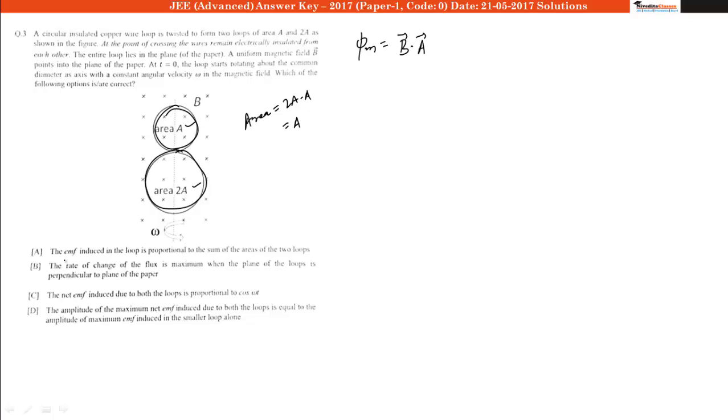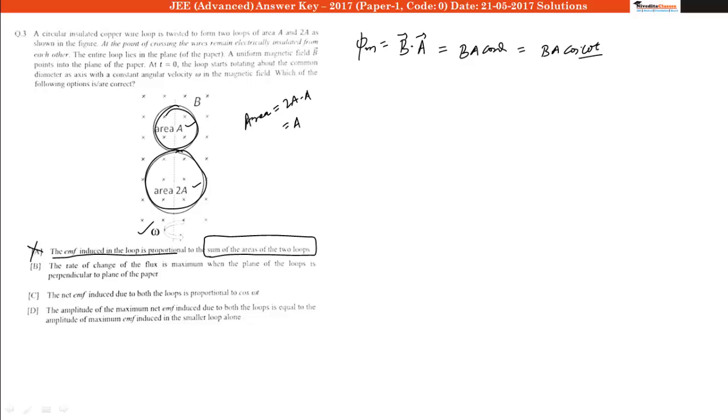Our first option says that the EMF induced in the loop is proportional to the sum of areas of the two loops. This looks like a wrong statement because it will be a subtraction of the two areas. So option A is an incorrect statement. Anyway, B dot A, or we can write it as BA cos theta. Initially, we know that maximum flux is passing through the loop.